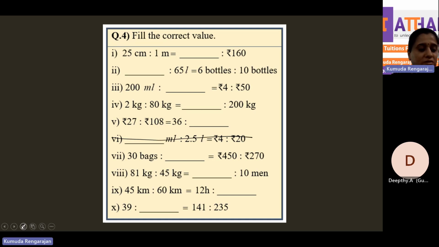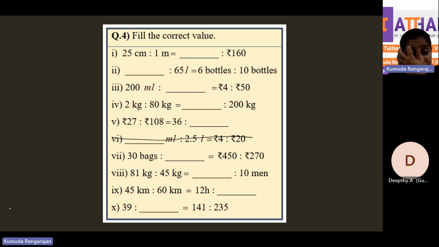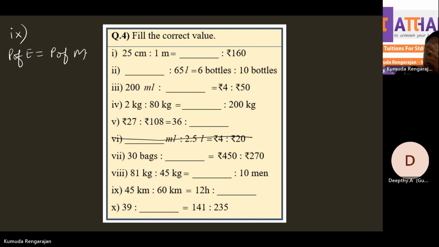Say the ninth one. Okay, I'll do the ninth one. I'll just show you the ninth one. So we know that the product of... what should I write first? Extremes first. I'll just write in short because I don't have space here. So product of extremes is equal to product of means, correct?